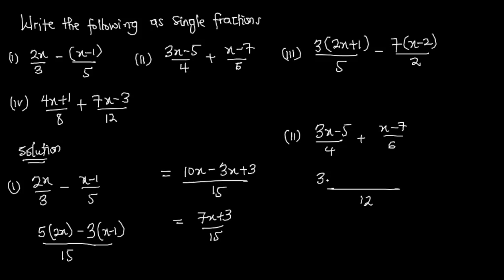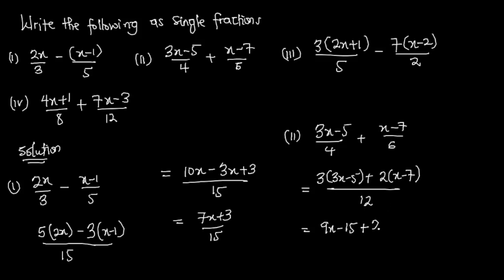So we use the 3 to multiply the numerator, that is 3x minus 5 here. Then 6 will go into 12 2 times. We use that 2 to multiply the numerator we have over here, that is x minus 7. So from here we can expand the bracket and simplify our expression to have our final answer. So 3 multiplied by 3x will give me 9x. Then minus 3 multiplied by 5 will give me 15.